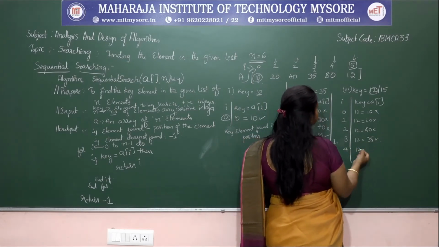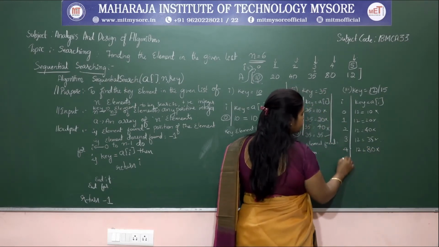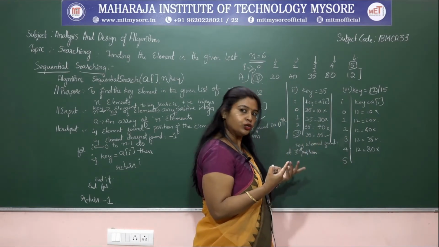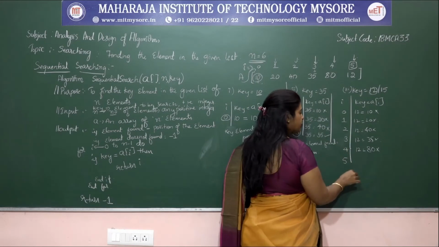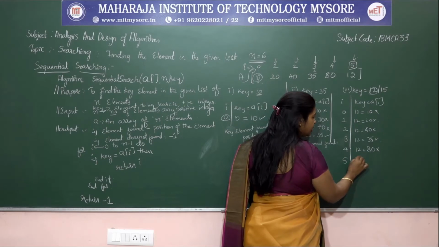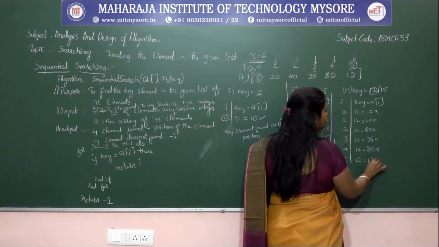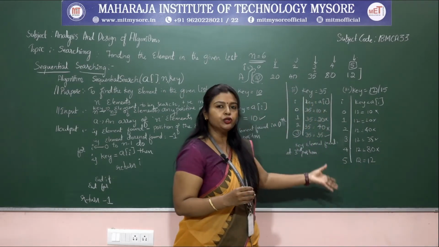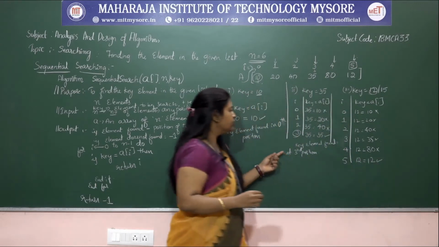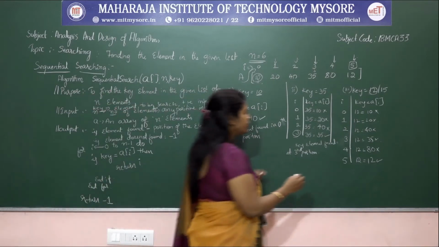So the key element, that is 12, is equal to 80. This is also false. I gets incremented, that is 5 less than or equal to 6. Is it true? So true. Sorry, 5 is less than or equal to 5 is true. So it will execute the next statement, that is 12 is equal to the next element, which is 12. So 12 is equal to 12 is true. So if it is true, what is the action? We are going to return I.